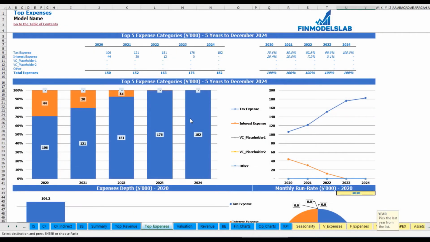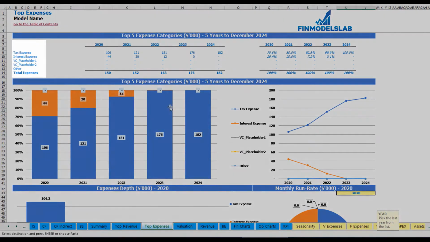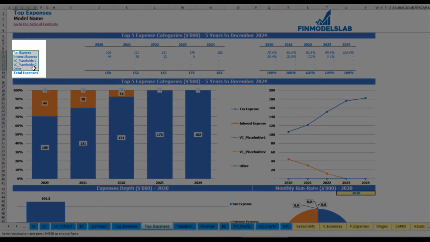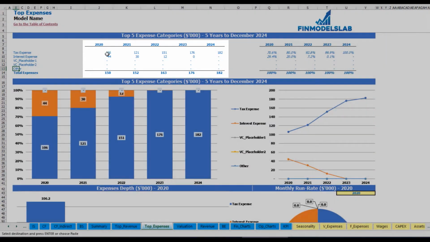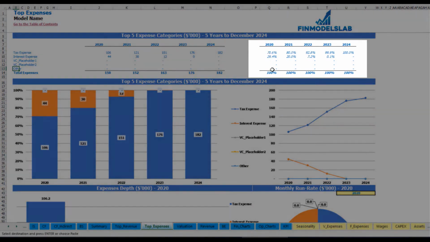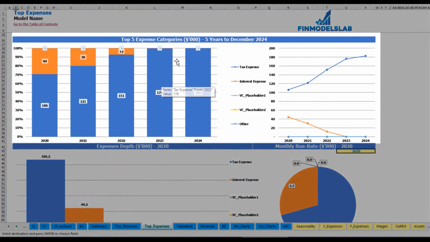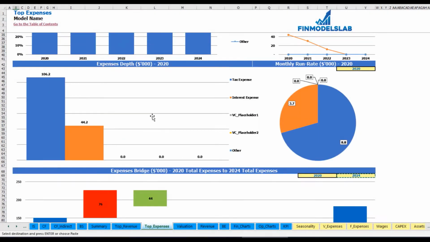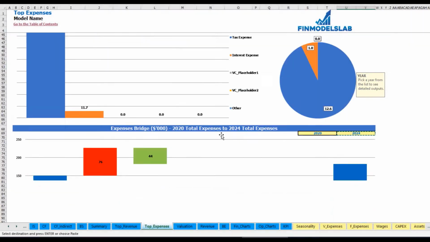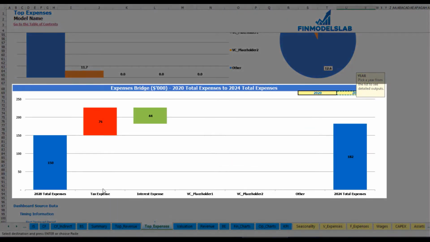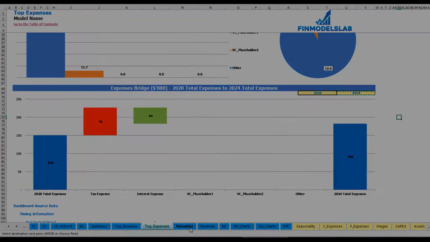The same idea is used on the top expenses tab. You may see top 4 expenses streams and all other expenses collapsed in one line. Also, this is broken down by absolute values and percentage breakdown. The same information you may find on the charts. Also, expenses depths, monthly run rate, with the ability to change the year, and expenses bridge with factors of expenses growth from one year to another year.